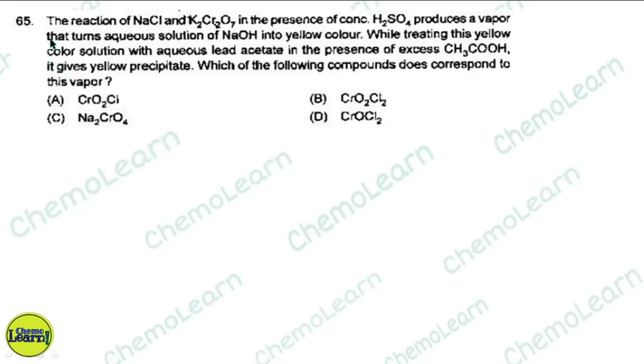Next question: the reaction of NaCl and K2Cr2O7 in the presence of concentrated H2SO4 produces a vapor that turns aqueous solution of NaOH into yellow color. While treating this yellow color solution with aqueous lead acetate in the presence of excess CH3COOH, it gives a yellow precipitate. Which of the following compounds corresponds to this vapor?